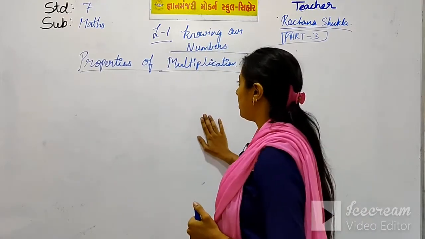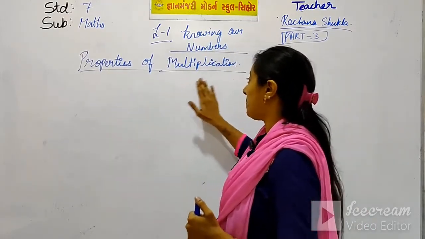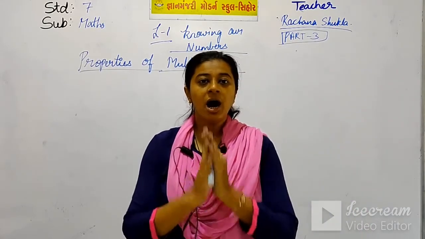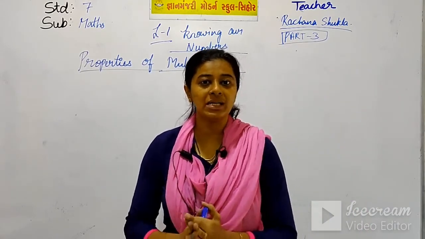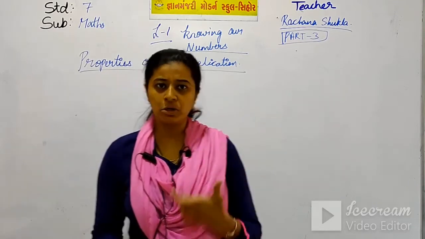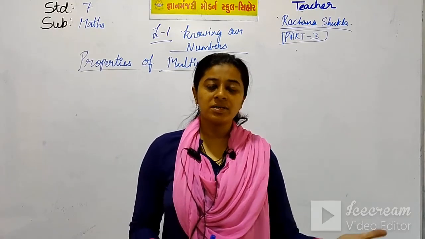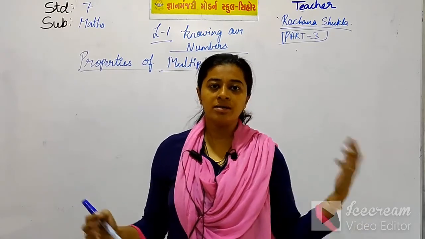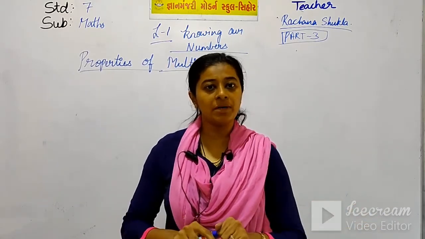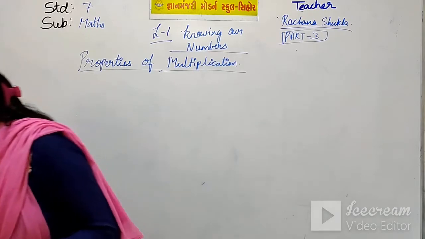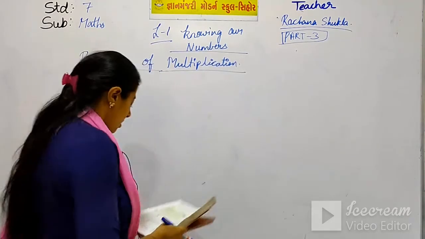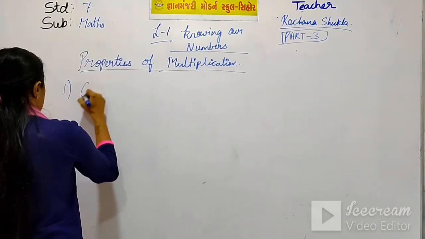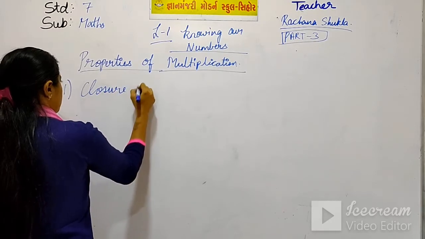Now in this video we will learn about the properties of multiplication. How to multiply two integers. Integers means, as all of you know, positive numbers, 0 and negative numbers. So in this part, let's see the properties of multiplication. The first property, closure property.